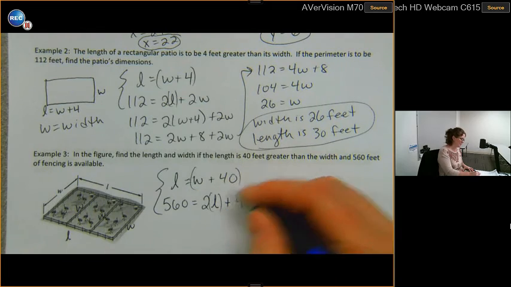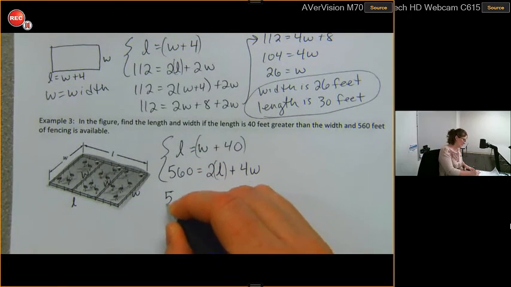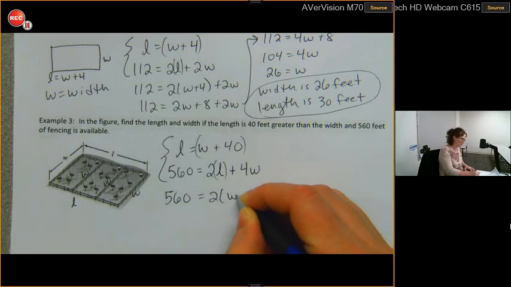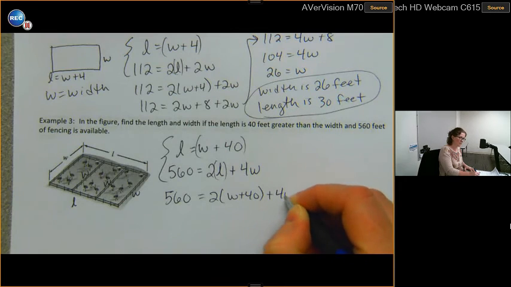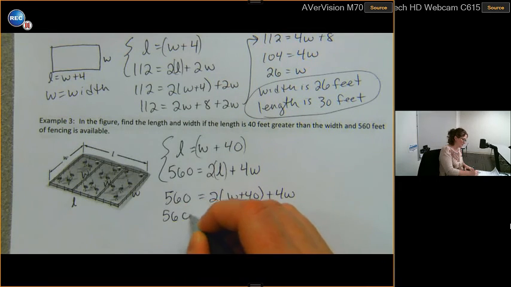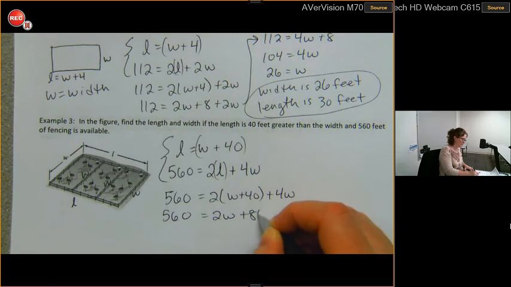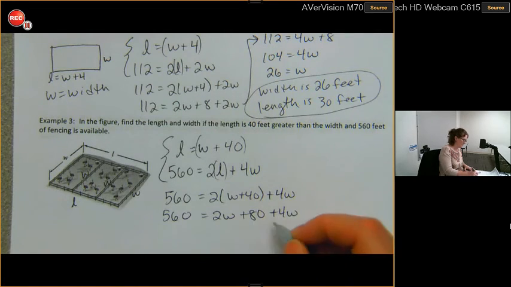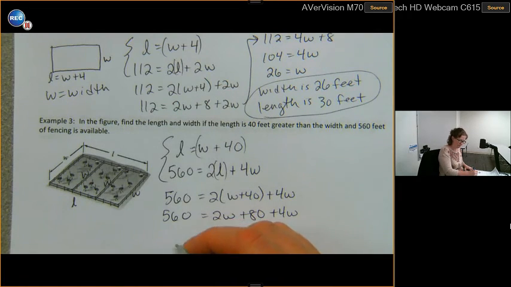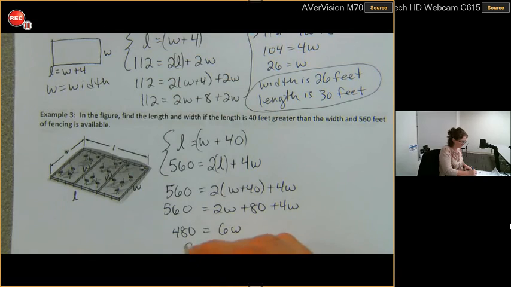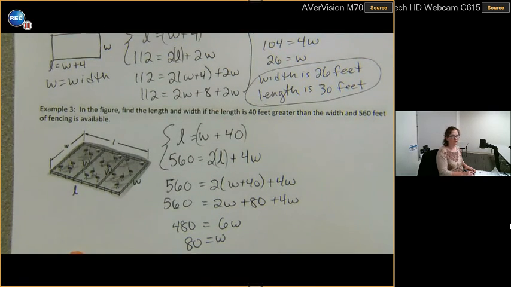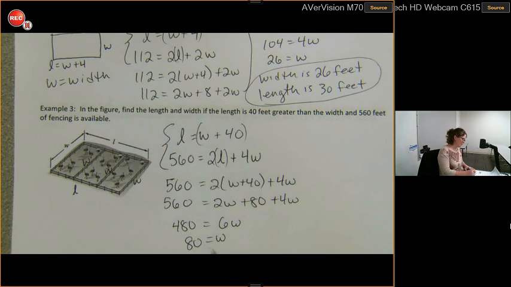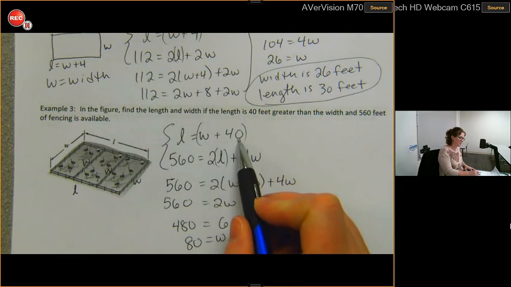Substitution is set up for me. Solve the equation. Just subtract 80. Combine 2W and 4W. Divide by 6. So I get the width is going to be 80 feet. And then the length is 80 plus 40, which is 120.